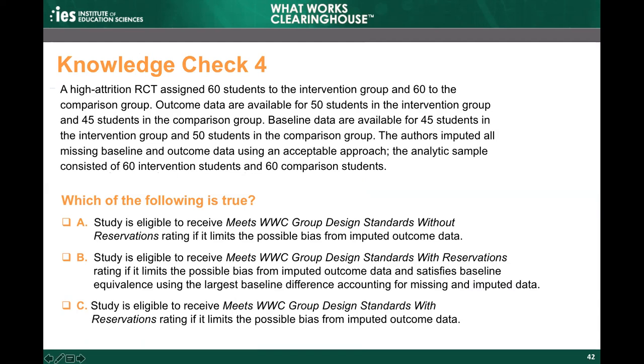A high attrition RCT assigned 60 students to the intervention group and 60 students to the comparison group. There's outcome data available for 50 in the intervention and 45 students in the comparison group. Baseline data were available for 45 students in the intervention group and 50 students in the comparison group. And the authors imputed missing baseline and missing outcome data using an acceptable approach. And so the analytic sample consisted of 60 intervention students and 60 comparison students, the full randomized sample. So I'll give you a moment to consider the answers below, and then we'll discuss.